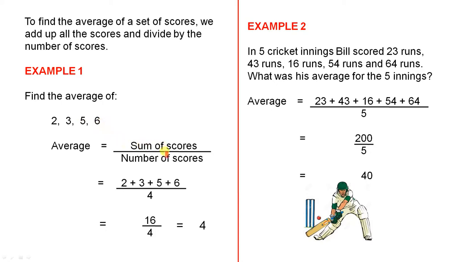So the average is the sum of the scores divided by the number of scores. So we have 2 plus 3 plus 5 plus 6 all over 4. 16 over 4 gives us 4. So the average is 4.